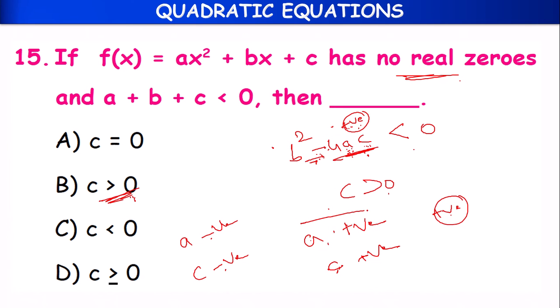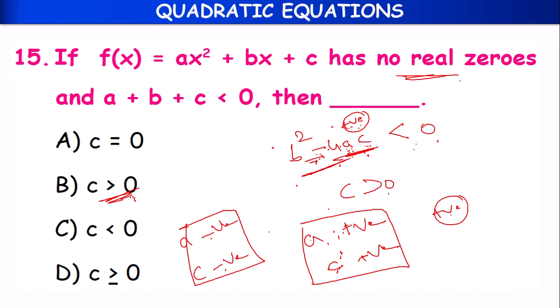So here A and C should have the same sign. Then only this entire value will be less than 0.